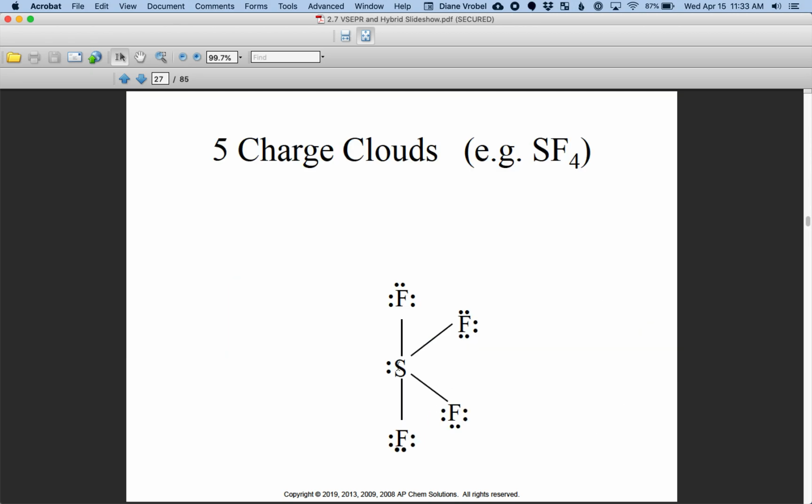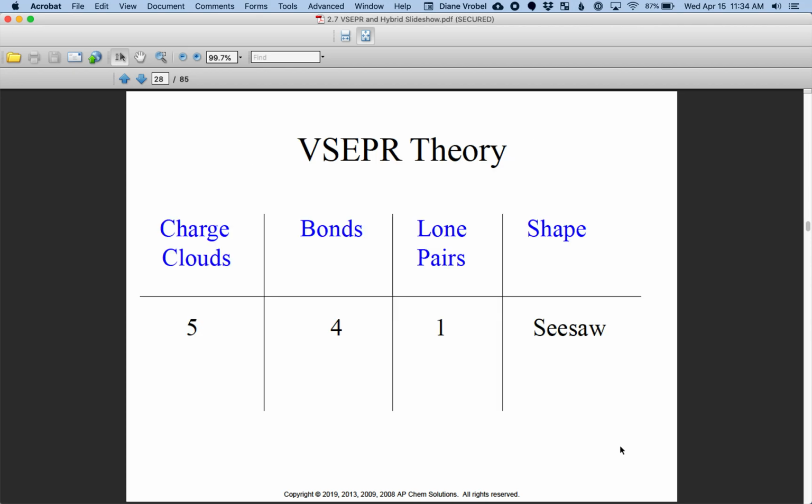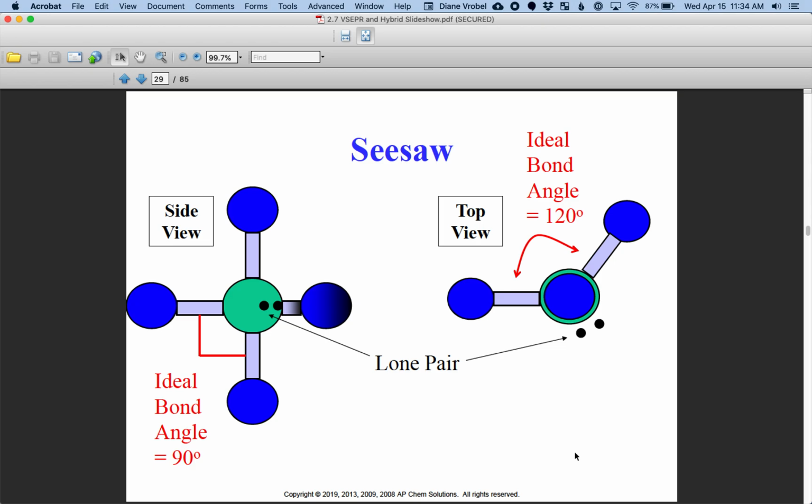Okay, here is a similar but different molecule. Once again, sulfur is in the third energy level. It can exceed its octet. And notice that it has a lone pair. So even though it technically has 5 charge clouds, one of them is a lone pair of electrons. As a result, it has a different shape, which we call seesaw. And once again, it has 2 sets of bond angles. If you look at it from the side, it has 90 degrees, and if you look at it from the top, it has 120.